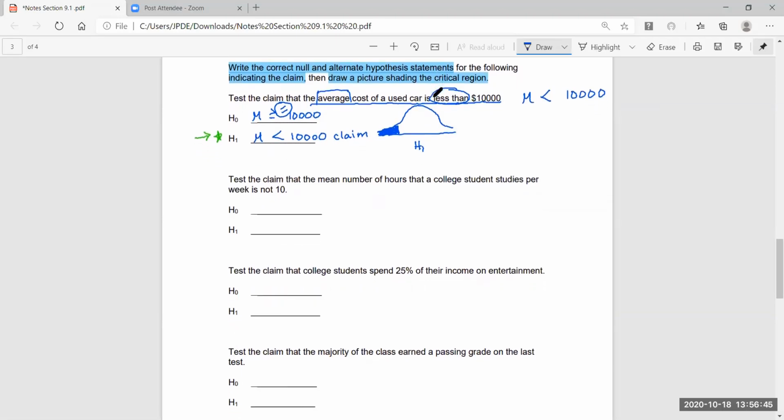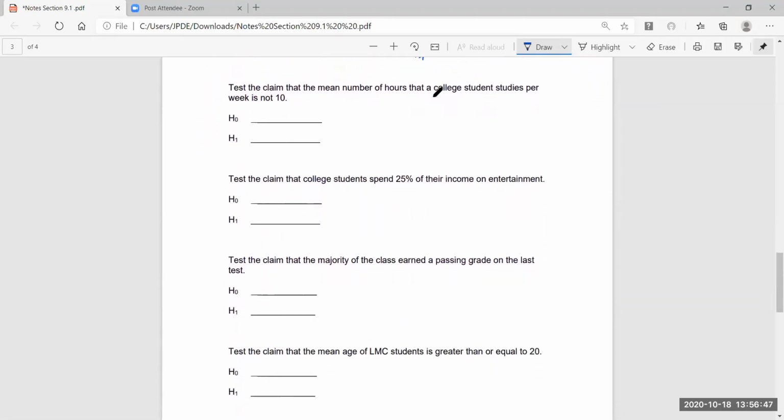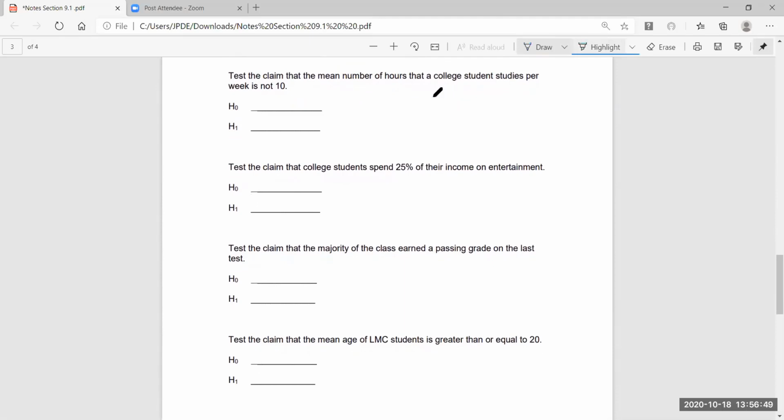Okay, let's look at another example. This one says, test the claim that the mean number of hours that a college student studies per week is not 10. Is not equal to 10. And can you see that this is a mean? It has that word in there, so it makes it a little easier. The mean is not equal to 10.